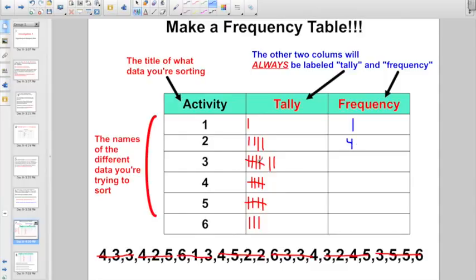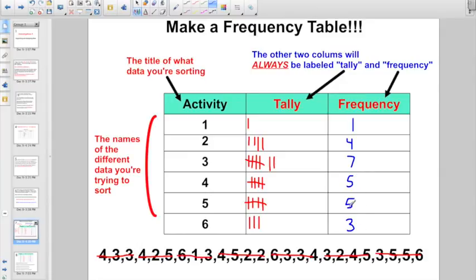Over here for 3s, looks to me like I have 7. Under 4, looks to me like I have 5. Here it looks like I have 5 more. And under 6, I have 3, right? So I always like to go and add them all up and make sure I didn't make any mistakes.